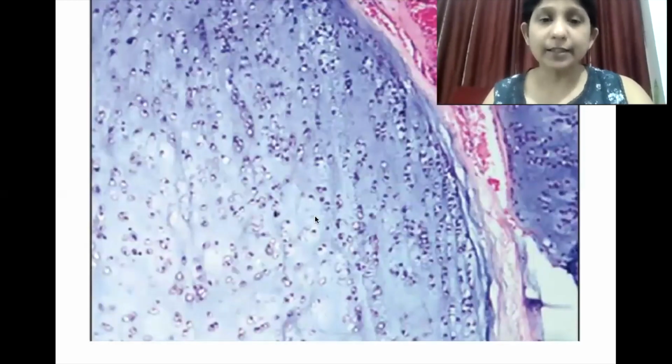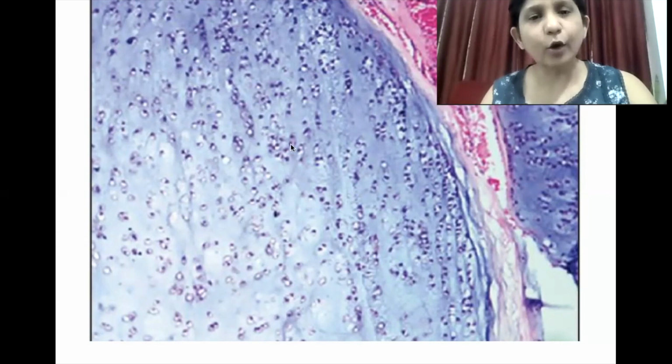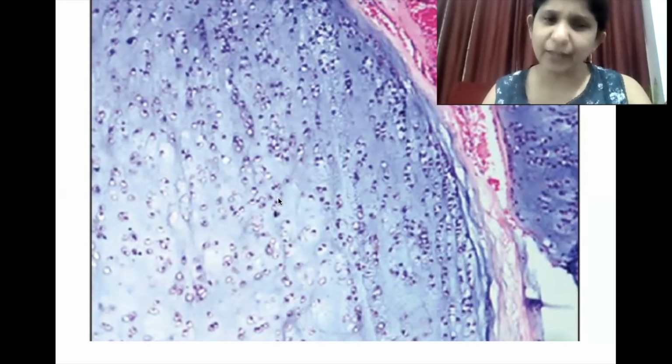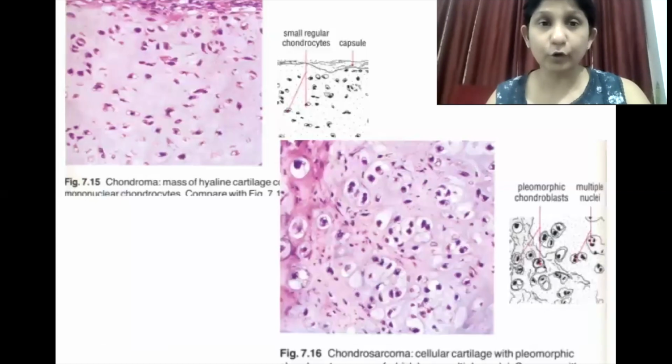So this is a histological picture which clearly shows the blue colored matrix of the chondrosarcoma, as I already told you. It's a highly cellular lesion, but then you can find out that these chondrocytes, these cartilage forming cells, are very closely arranged to each other. So this is a typical picture of a chondrosarcoma.